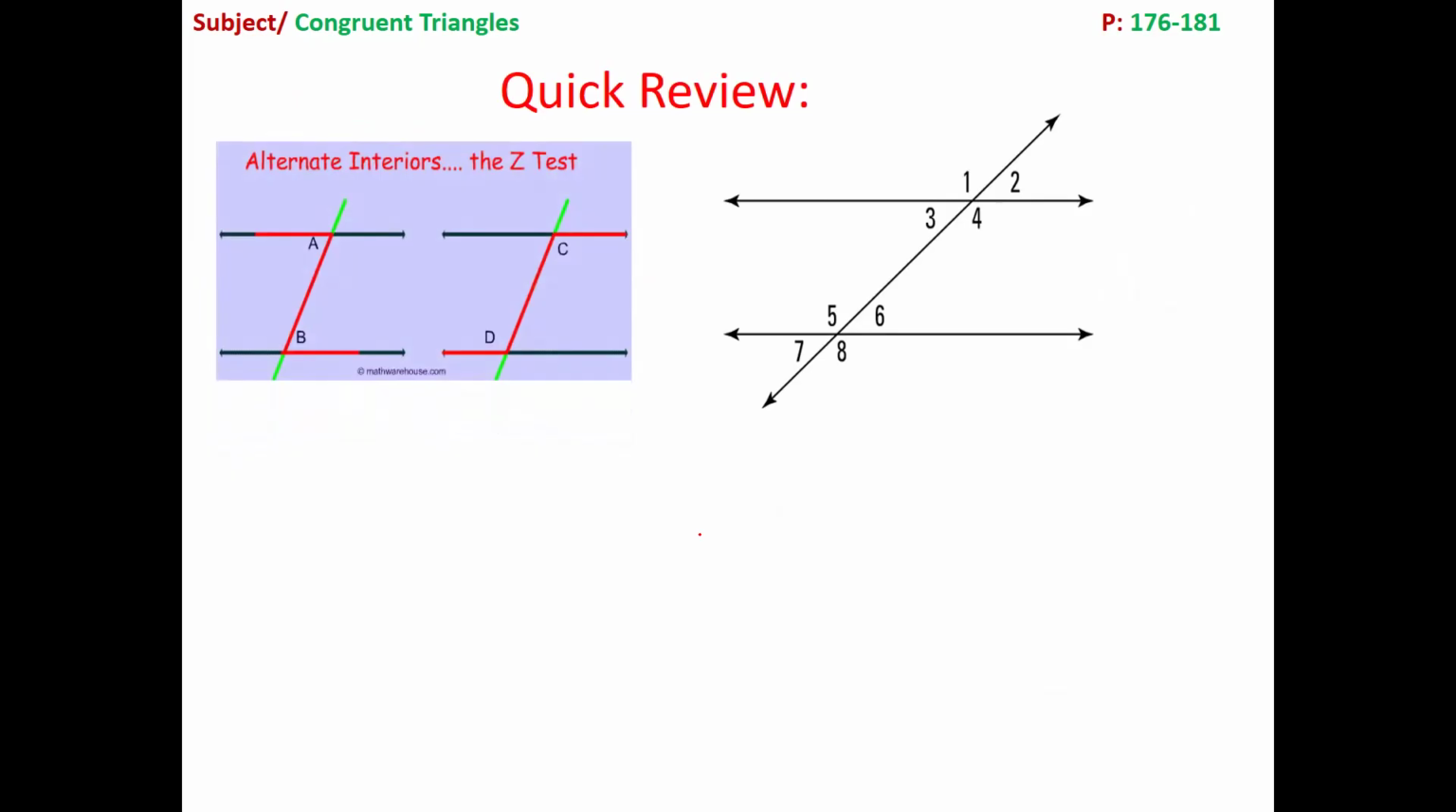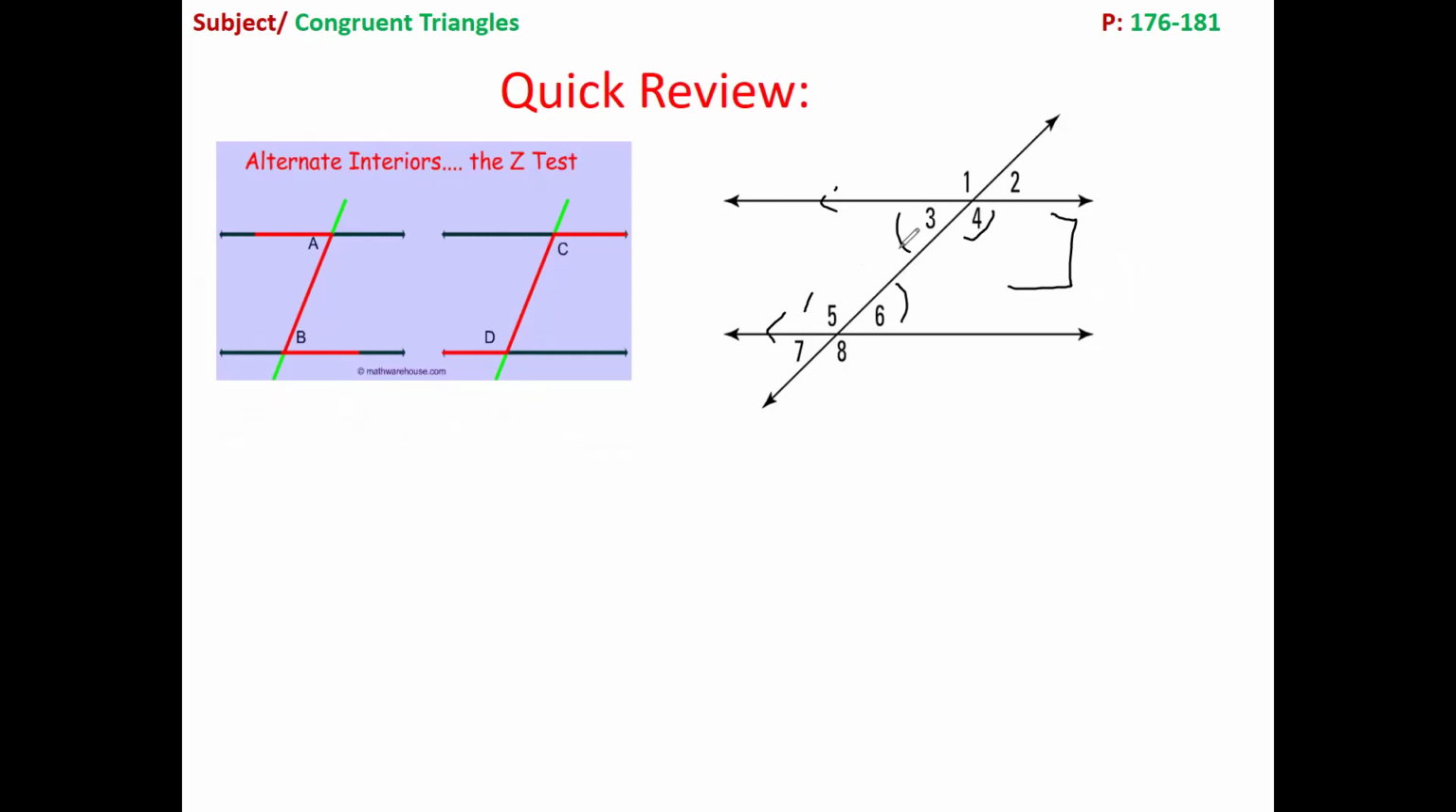We said if you have two parallel lines, they create 8 angles. The angles that are in exactly the same place are called corresponding angles, like angle 1 and angle 5, angle 3 and angle 7, angle 2 and angle 6, angle 4 and angle 8. Then we studied alternate interior angles, which are the interior angles opposite of each other, like angle 4 and angle 5, angle 6 and angle 3.